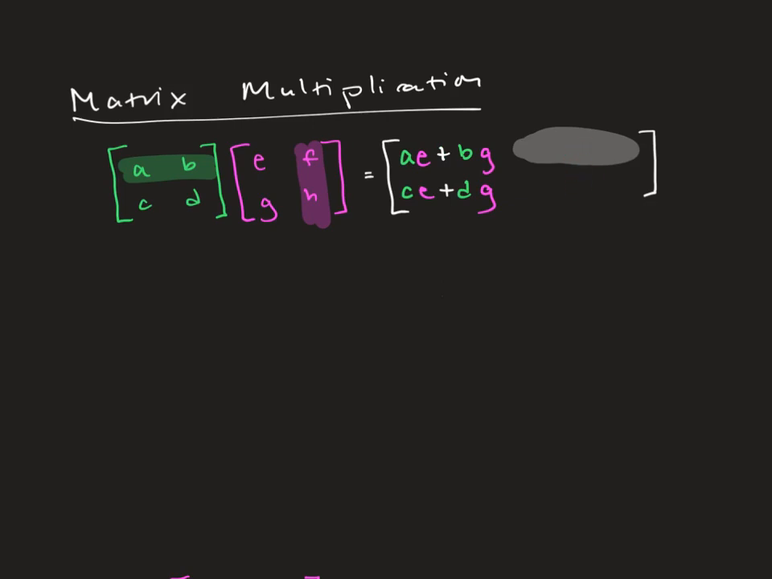So I would get, in this case, AF plus BH, so A times F plus B times H, and then of course the last position, the second row and second column, I'm going to use the second row and the second column, and I will get CF plus DH. Okay, so let's do one more example.